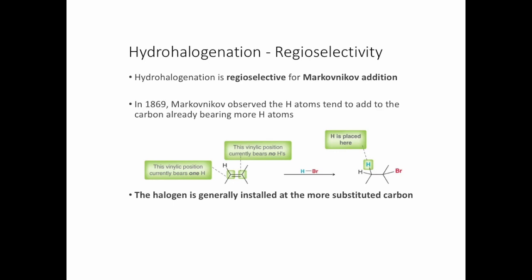So in this example, you see that this carbon of the alkene had a hydrogen directly attached. The other carbon did not. And the new hydrogen from the HBr ended up on the carbon that had more H's to begin with. And the bromide ended up on the other carbon. So the halogen will be installed at the more substituted carbon.